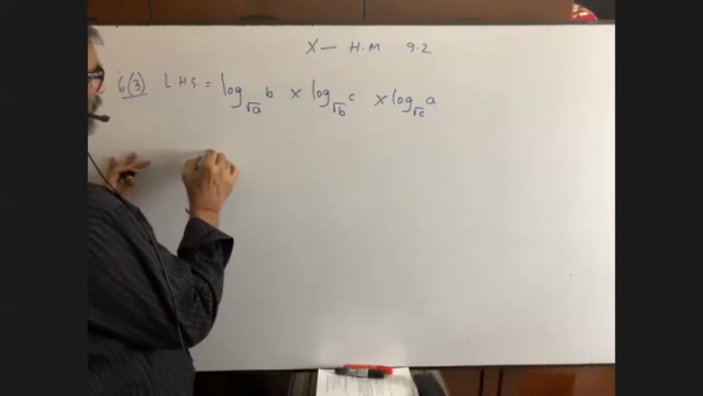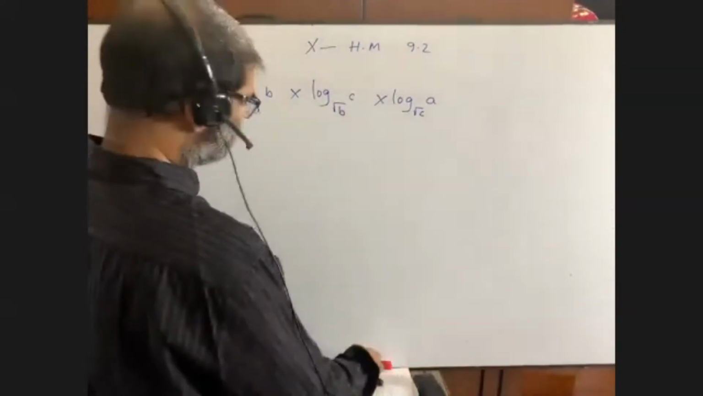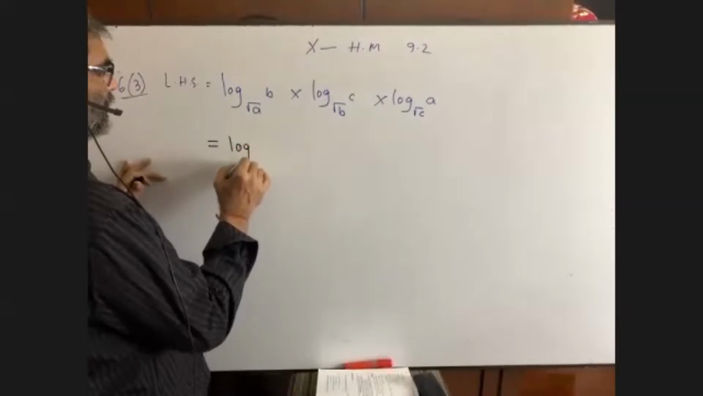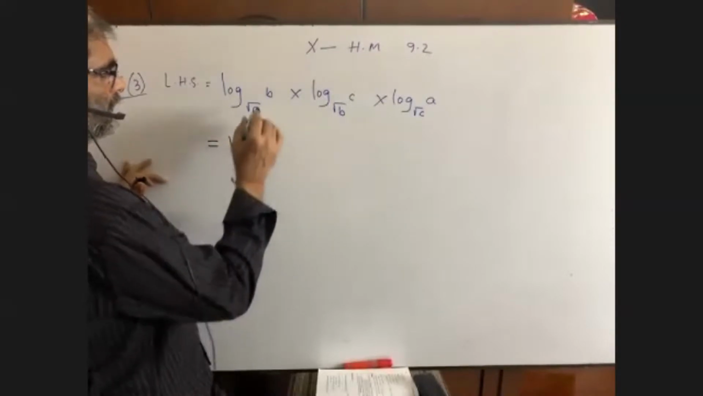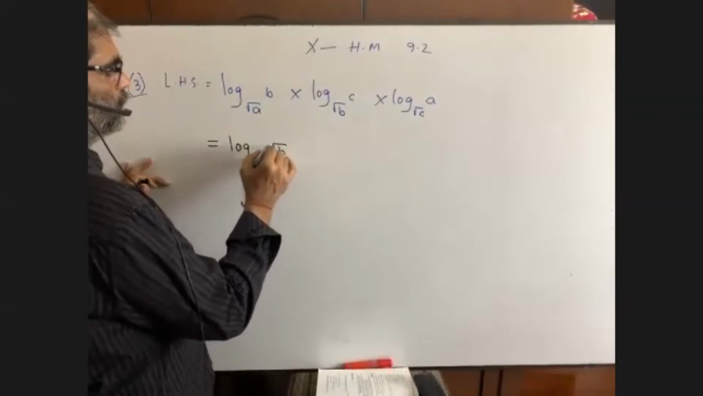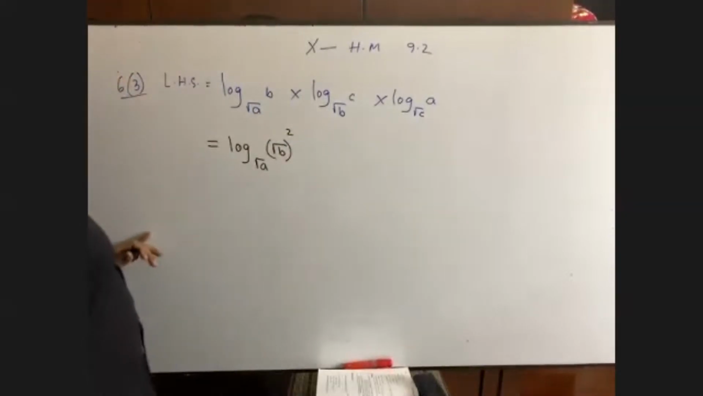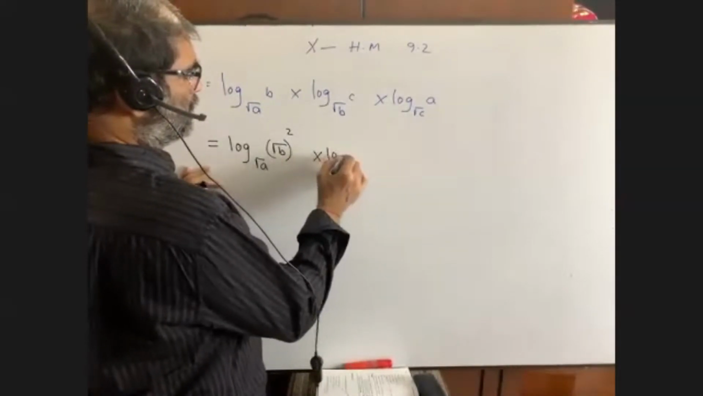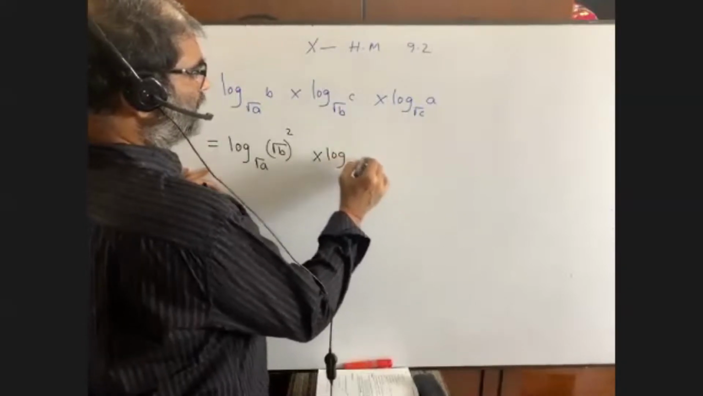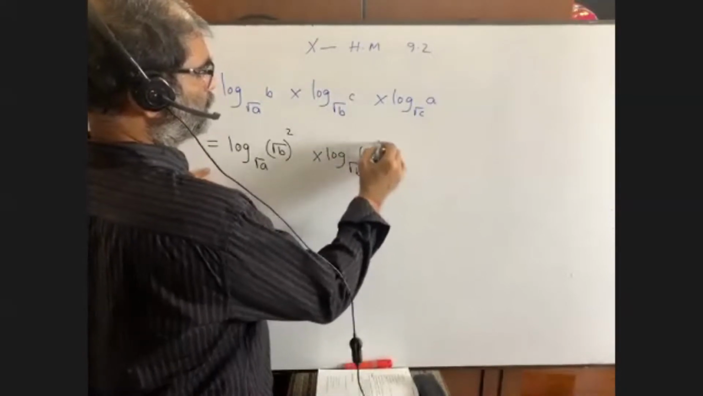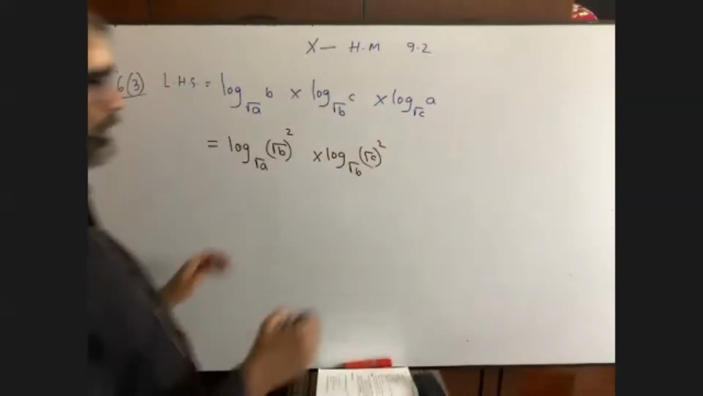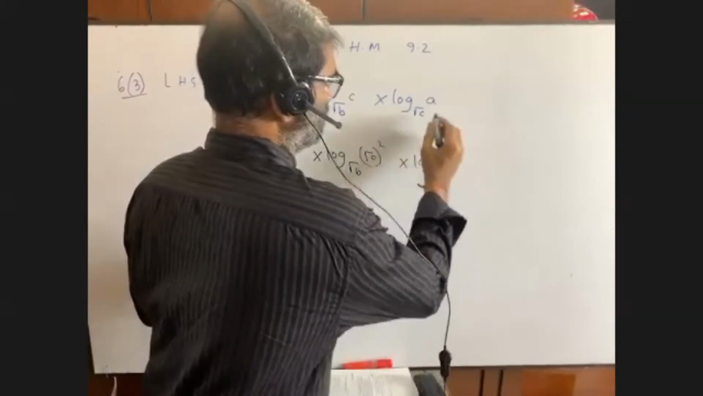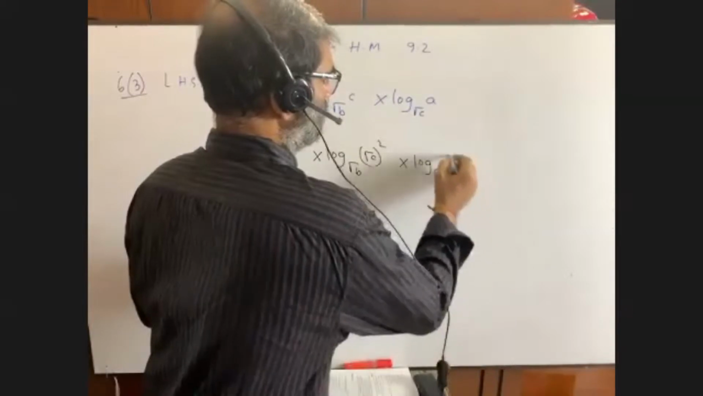You have to write like this, write down, that is log. We can write down log root A. B can be written root B whole square. Okay? Into log root B. C can be written root C whole square. Here, log, this is A, can be written root A whole square.